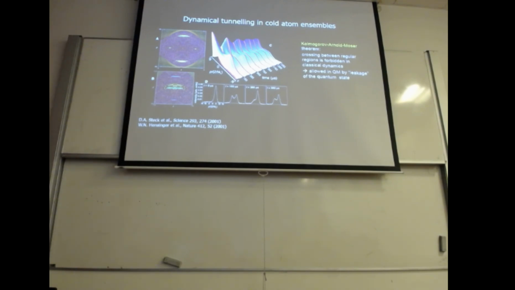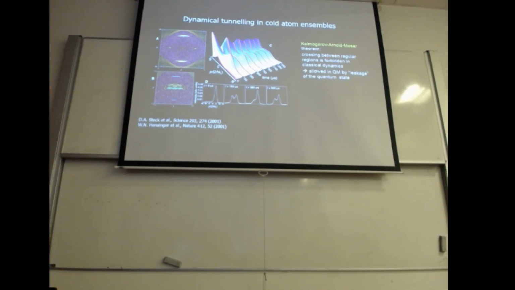Quantum mechanically, this is not the case. Because you don't have exact confinement in phase space, you can leak out into the chaotic region, and in fact you can have tunneling between these regions. And this is called dynamical tunneling. So it is a tunneling process, but it is not through an energy barrier, it is through a phase space barrier, if you wish. So it's a quantum mechanical violation of this theorem.